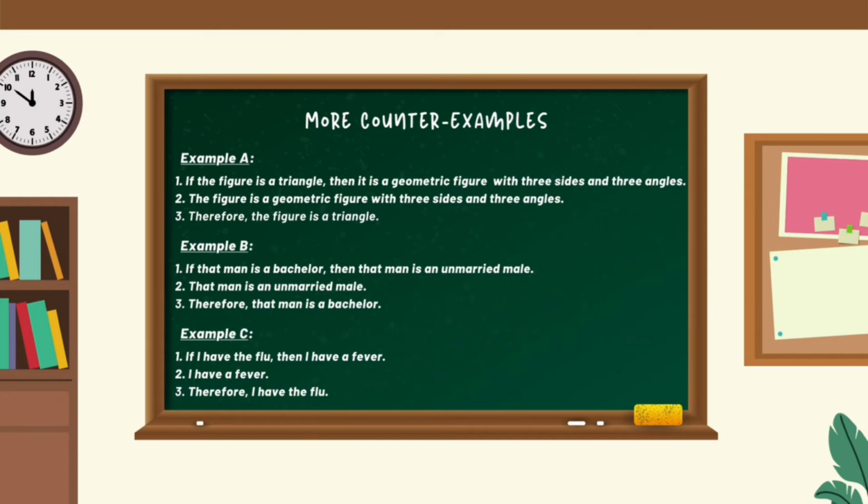Next is example B. If that man is a bachelor, then that man is an unmarried male. Second, that man is an unmarried male. Third, so therefore, that man is a bachelor. Last example, example C. If I have the flu, then I have a fever. Second statement, I have a fever. Therefore, I have a flu.